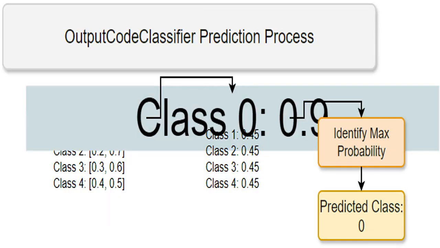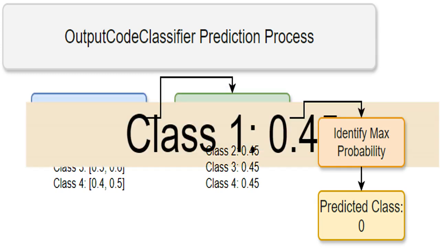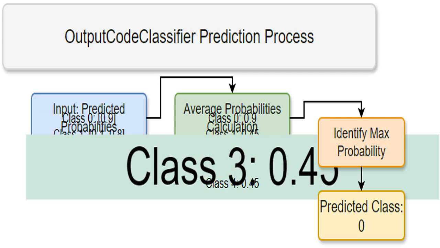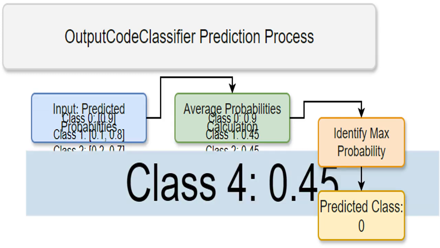The average for class 0 is simply 0.9, as there's only one probability given. For class 1, we add the two probabilities, 0.1 plus 0.8 equals 0.9, and divide by 2 to get an average of 0.45. The average for class 2 is calculated the same way, 0.2 plus 0.7, divided by 2, equals 0.45. Class 3 also has an average of 0.3 plus 0.6, divided by 2, equals 0.45. And the average probability for class 4 is 0.4 plus 0.5, divided by 2, equals 0.45.